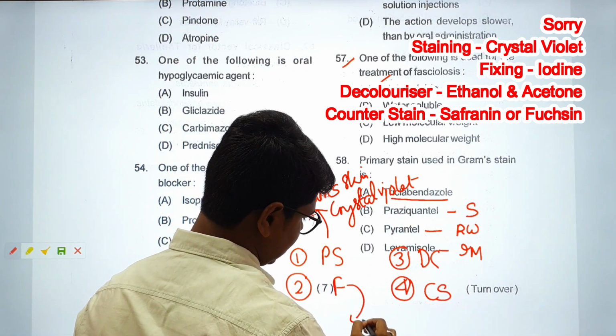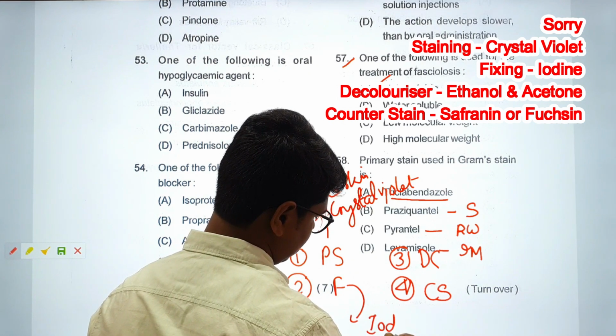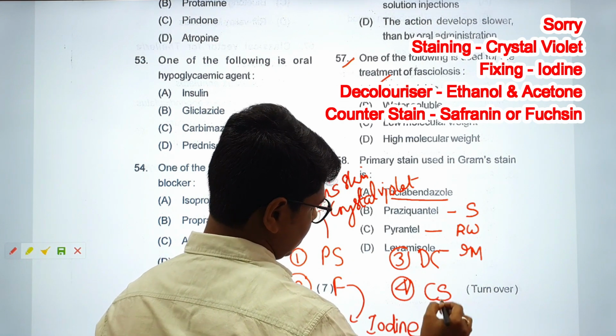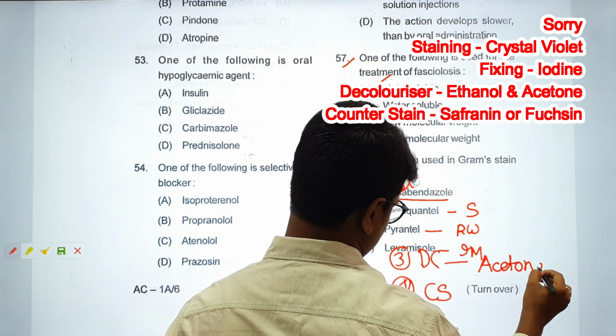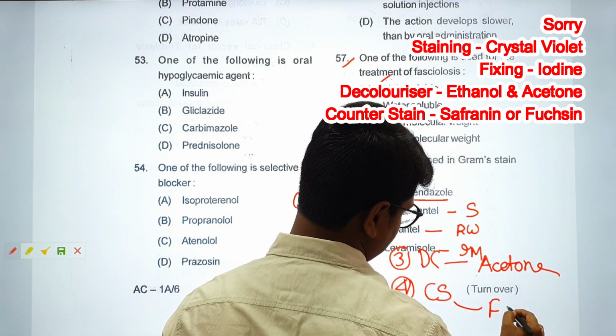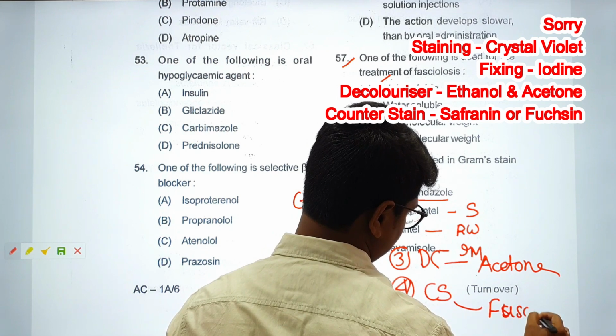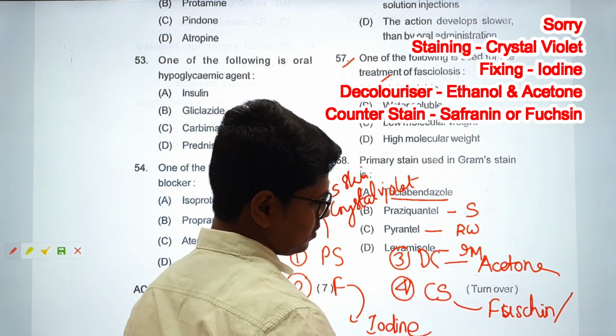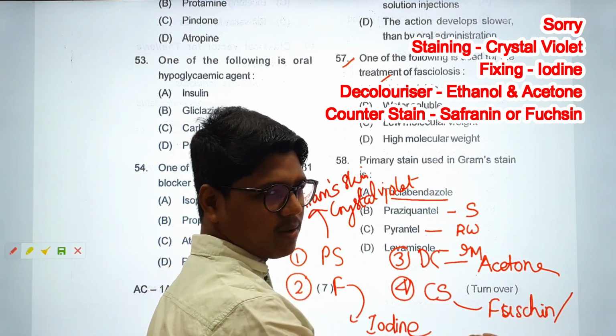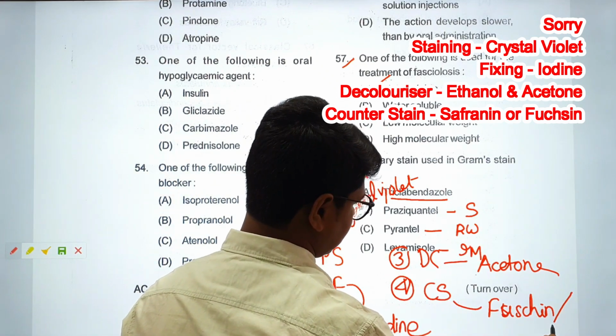The fixing is iodine. Decolorization by acetone. Counter staining is fuchsin, or sometimes they use, I think there is another one I am forgetting. You can check in books.